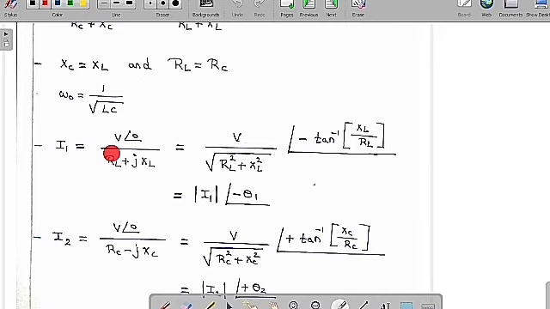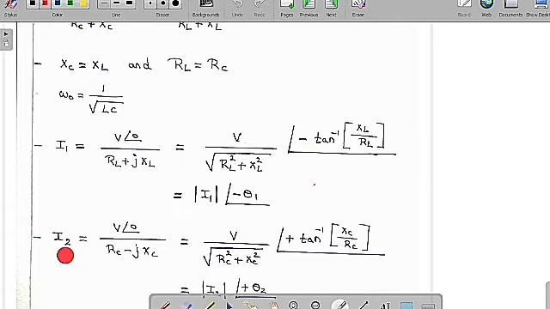Now I want to find what is going to happen at the resonance condition. I want to find the current in the first branch, which is I1 equal to V at an angle of 0 by RL plus JXL. Now I am going to convert this denominator into polar format, the magnitude and also the angle. Finally I get V by under root of RL square plus XL square at an angle of minus tan inverse of XL by RL. This is the magnitude of I1 at an angle of minus theta 1.